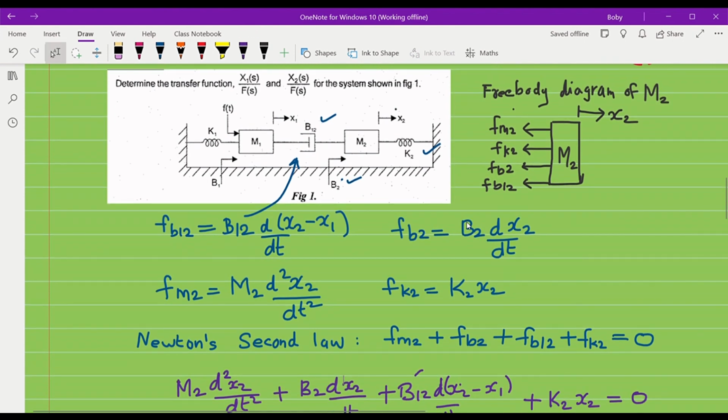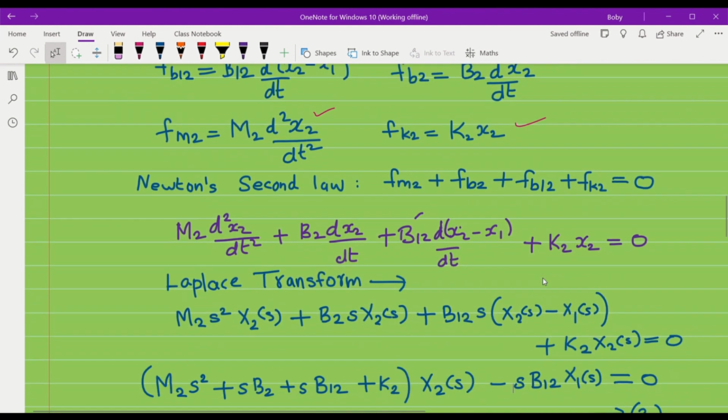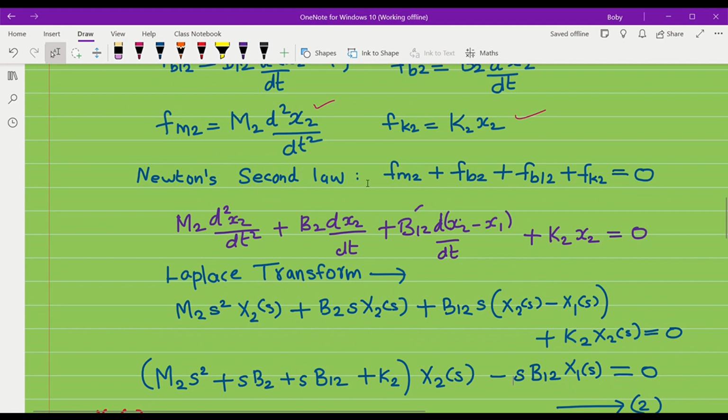അത് പ്രത്യേകിച്ച് fb12 ന്റെ നമ്മൾ എഴുതുമ്പോൾ ശ്രദ്ധിക്കുക, b12 into d by dt of that becomes x2 minus x1. So this is x2, this is x1. So that is d by dt of x2 minus x1. So b2 ന്റെ എടുക്കുമ്പോൾ b2 into d by dt of x2 വരുന്നു, m2 ന്റെ m2 into d square x2 by dt square വരുന്നു, fk2 ന്റെ k2 into x2 വരുന്നു. So that is equal to what? fm2 plus fb2 plus fb12 plus fk2 is equal to 0 when we are applying Newton's second law.